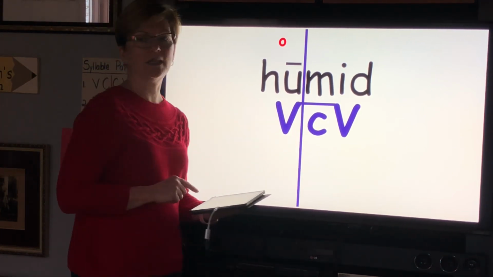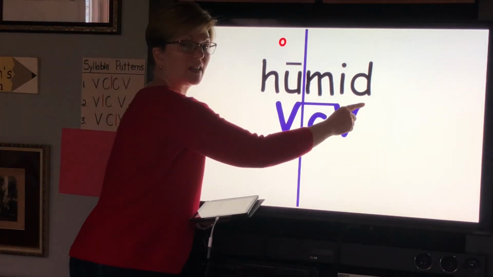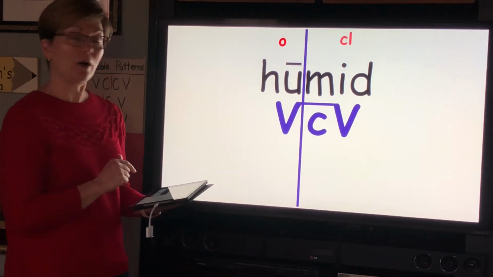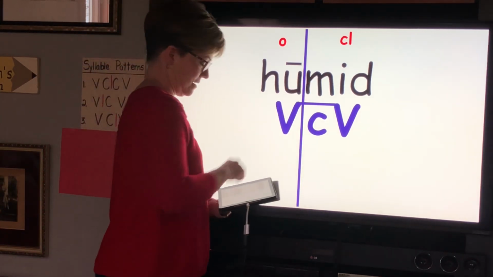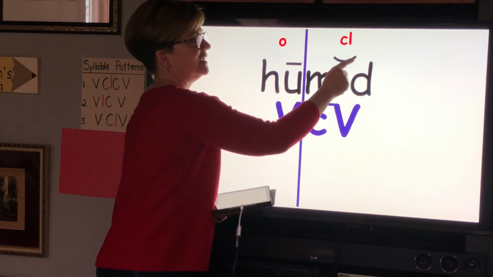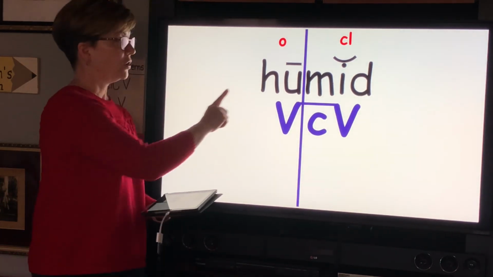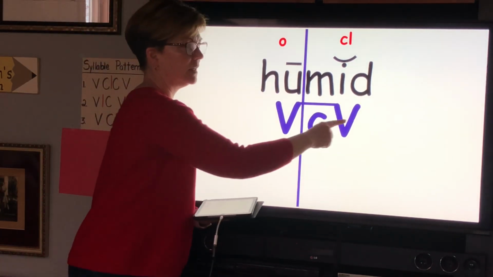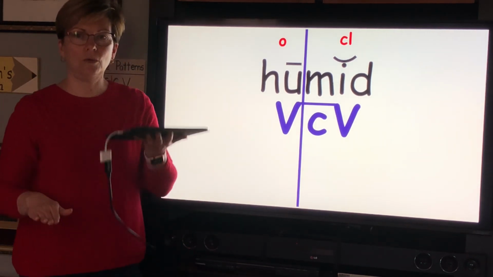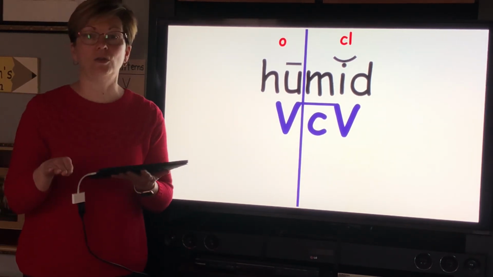What kind of a syllable is this? It ends with a consonant. You're right, it's closed. And that vowel is wimpy. Id. Mid. Hue. Mid. Slap the table. Humid. A little faster. Humid.